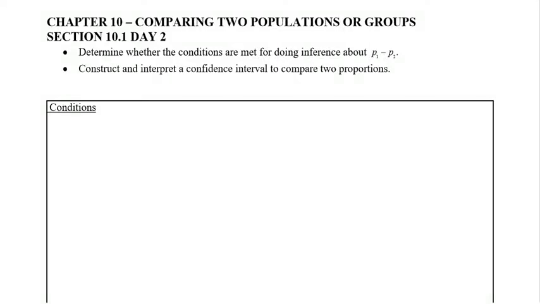So in this video we're going to talk about determining whether conditions are met and constructing and interpreting a confidence interval to compare two proportions. We've done proportions enough at this point that when we talk about conditions we know what they are. The first one is random. For both populations, we're dealing with two different populations now, so both populations have to meet the random condition.